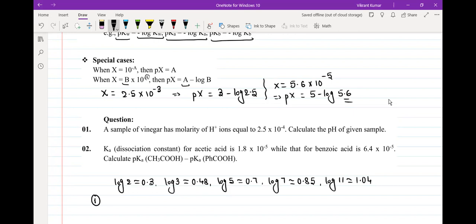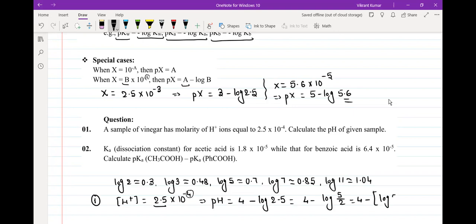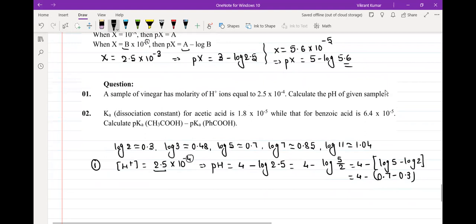First question. It says molarity of H plus is 2.5 into 10 raised to minus 4. Okay, let's see. So for pH, I have just told you the shortcut. Whatever you see here, write it first. So will write 4 minus log of this. So log 2.5, now that can be written as 5 by 2, right. And that's why we can say this will be log 5 minus log 2, and we know these values. So it is 4 minus, log 5 is 0.7, this is 0.3, so that becomes 4 minus 0.4, that is 3.6.